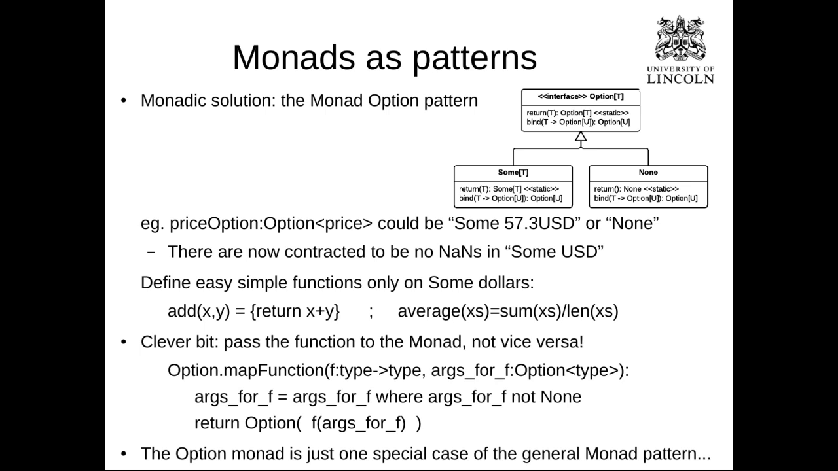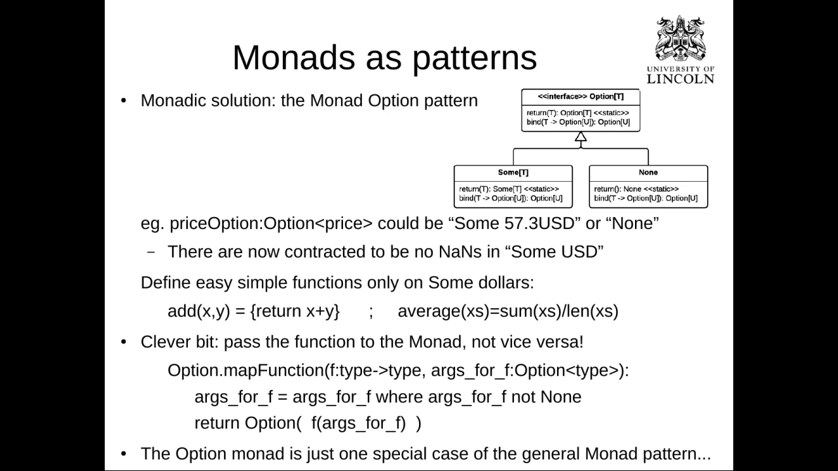It's becoming more common in other languages now that have been inspired by the functional languages, but it's not always possible to do this. So this is only scratching the surface of monads. The option monad is just one special case of the general monad pattern. To understand general monads is harder. You'll need concepts from functional programming.